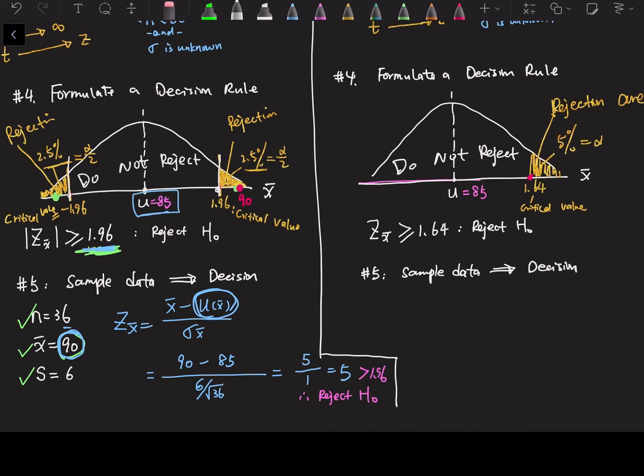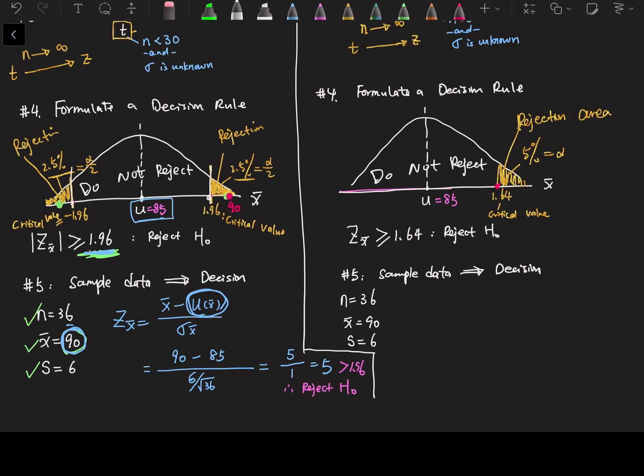So let's suppose I have the same data. The sample mean x bar is 90 and the sample standard deviation is 6. The next step is I need to convert x bar into a z-score. So there'll be 90 minus 85, the hypothesized population mean, divided by the sample standard deviation over square root of n. So I have 5, which is greater than 1.64, the critical value. And so we reject the null hypothesis.